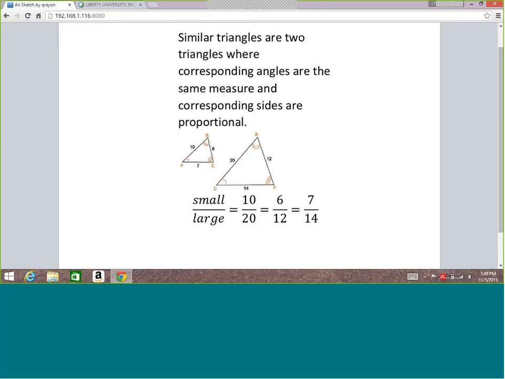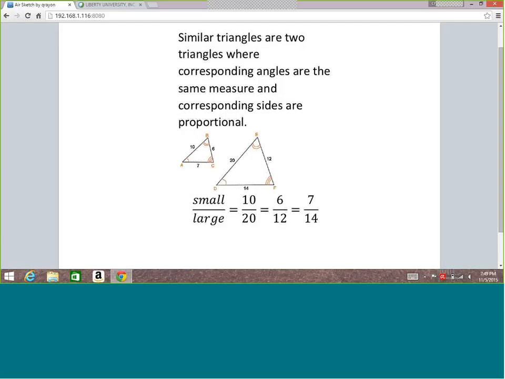Okay. Last topic for this webinar has to do with similar triangles. Now, similar triangles are 2 triangles where the corresponding angles are the same measure and the corresponding sides are proportional. What I mean by that is basically it's a copy of the triangle, but it might be enlarged or a little smaller. So remember that no matter the size of the triangle, all 3 angles have to add up to 180 degrees. You can make a triangle really, really big, and the angles are going to stay the same. It's the sides that change.